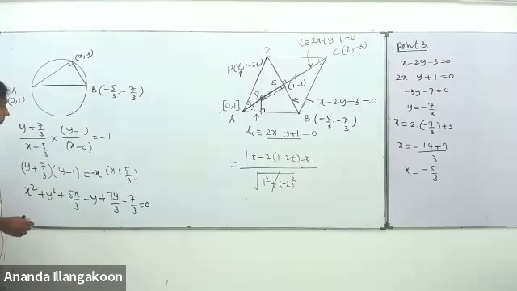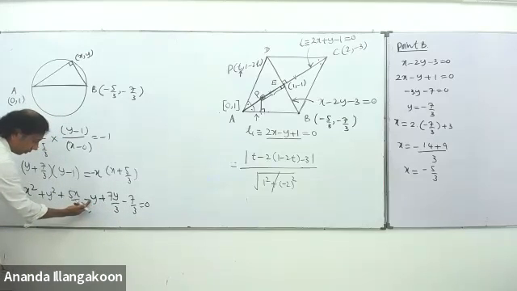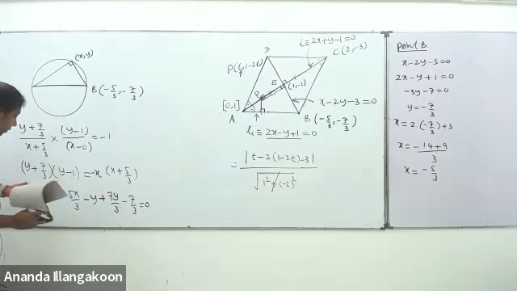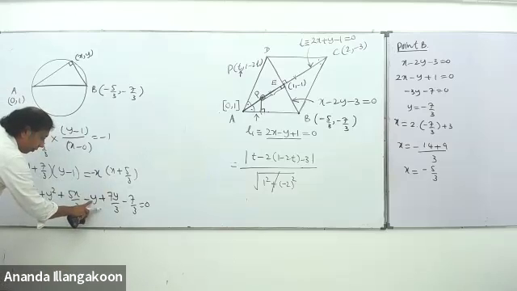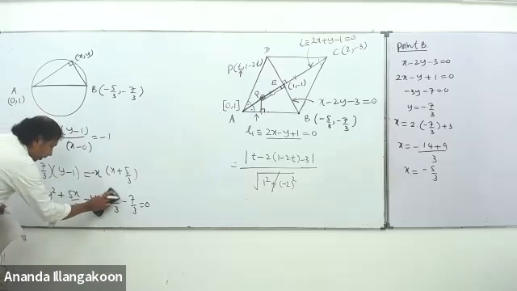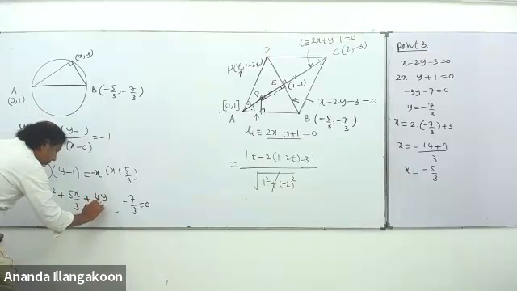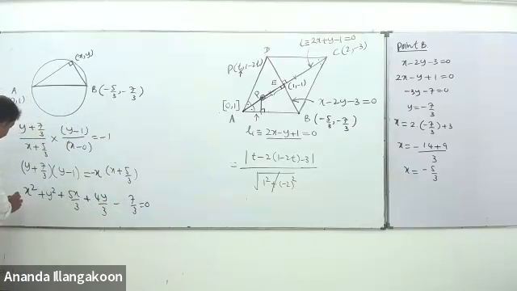Let's simplify this further. Here you can simplify. What do you get? Minus 3y plus 7y, 4y by 3. No? Right. This is correct, no? Minus 3y plus 7y is 4y by 3. I write here 4y by 3. This is that equation, S dash.